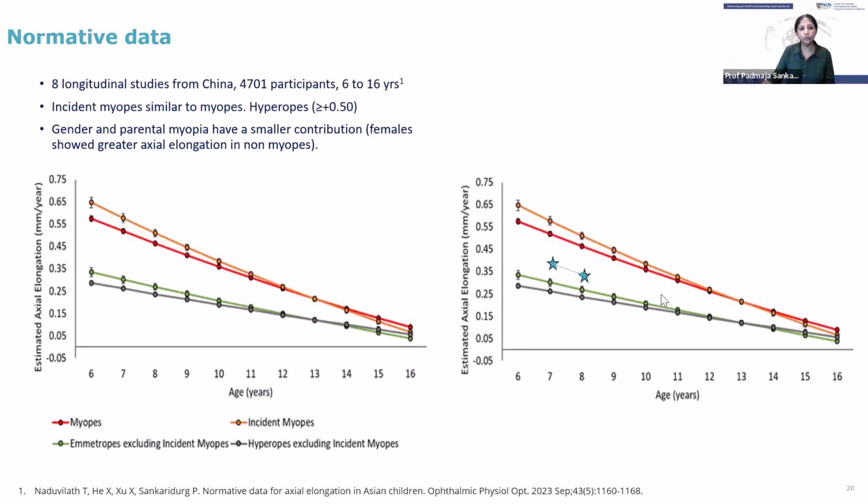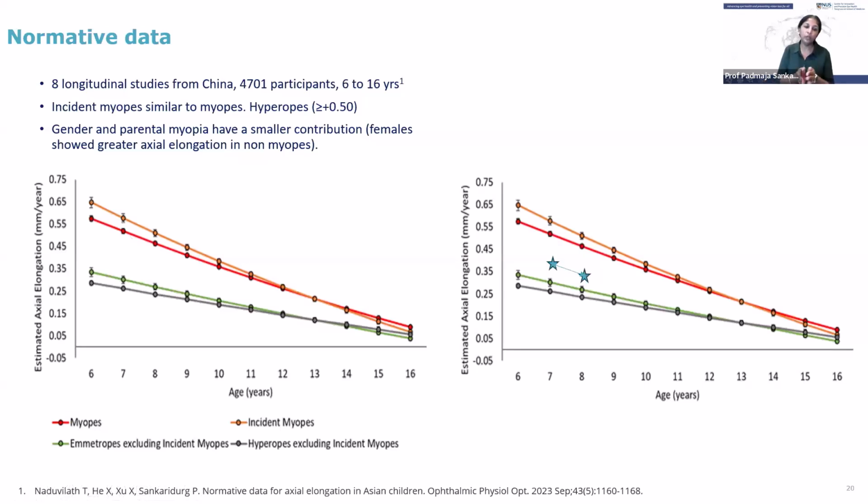So this data comes from 8 longitudinal studies from China, approximately 5,000 eyes, ranging from 6 to 16 years of age, and we categorize them into myopes and non-myopes. Here, non-myopes can be further split into emmetropic eyes and hyperopic eyes, but it's better to categorize them into non-myopes. And then we also have incident myopes. And as everyone knows, we see that the myopic eyes are progressing much more in comparison to the non-myopic eyes. But what these lines suggest is that with age, you can see that the progression for both the myopic and the non-myopic eyes are beginning to come closer. What we also see from this data is that the incident myopes seem to have progression rates which are very similar to that of myopes.